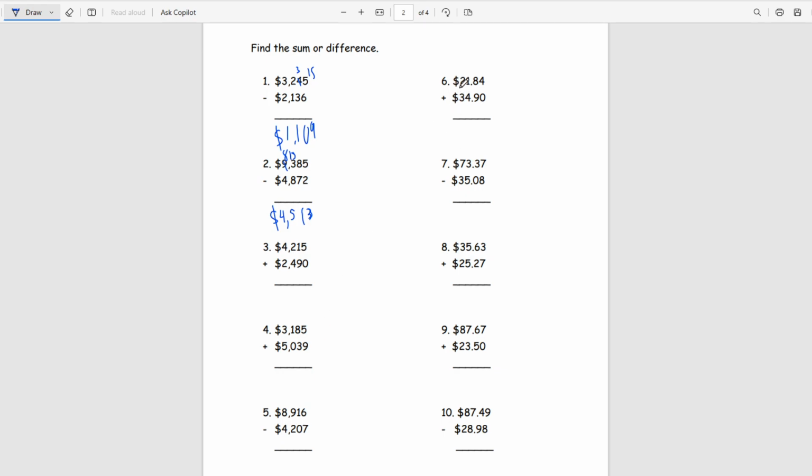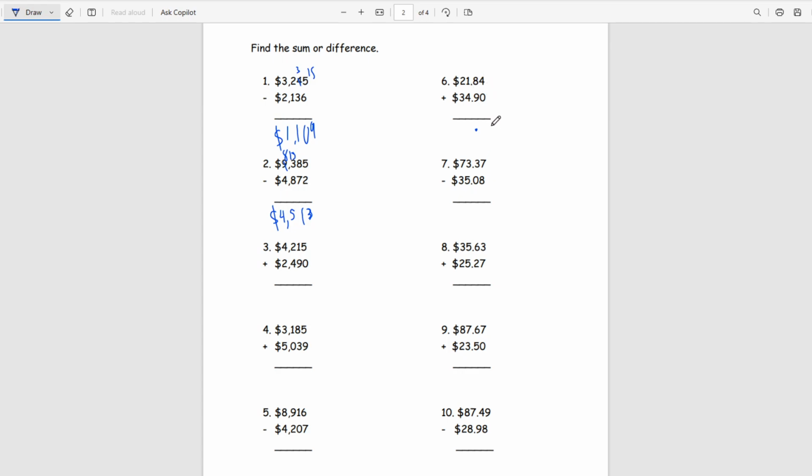Over on this side, let's skip to number 6. Number 6, we have $21.84 plus $34.90. And when you look at this, you think, oh no, there's decimals. But decimals is basically the same thing. And since both of these have the same decimal point, we can just bring it down here as the same. So we're adding these together.